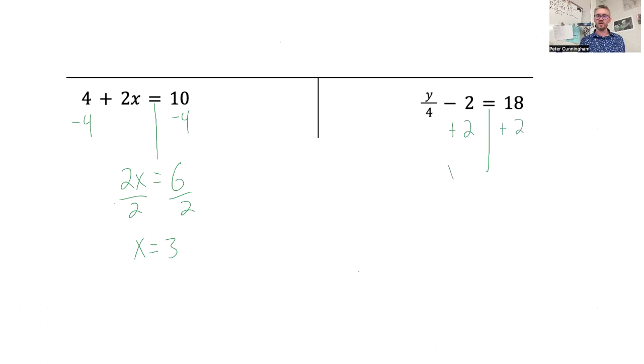So you have Y over 4 equals 20. That 4 is dividing currently, so I'm going to do its inverse and multiply by 4 on both sides. 20 times 4 is 80. You can always check your work. Is 80 divided by 4 minus 2 18? Well, 80 divided by 4 would be 20. 20 minus 2 is 18.